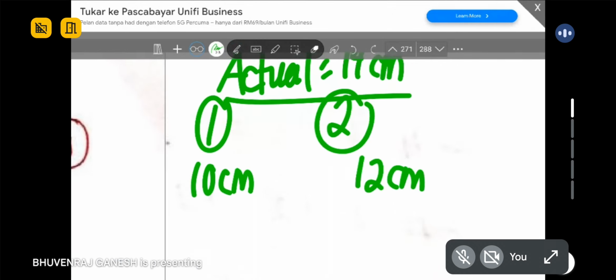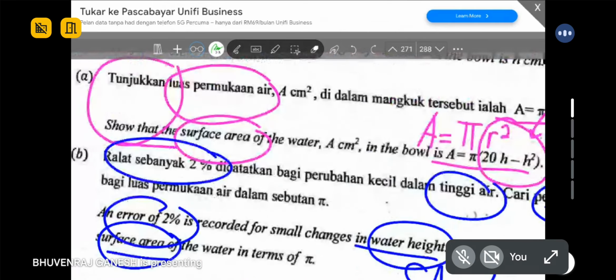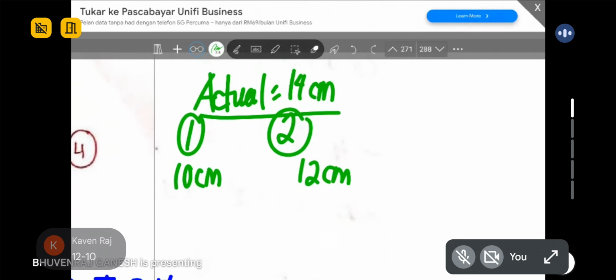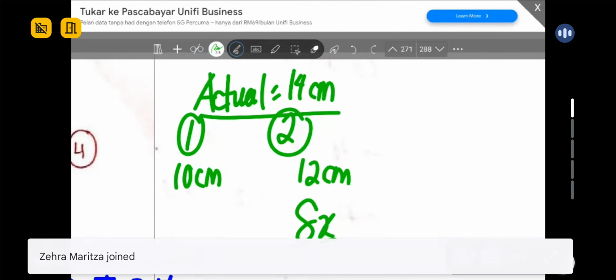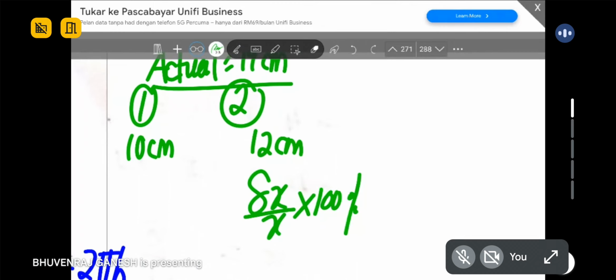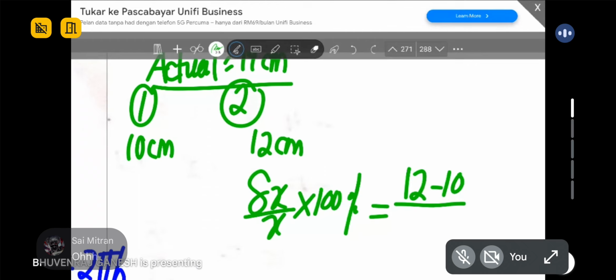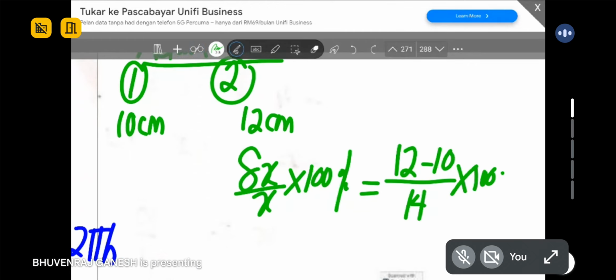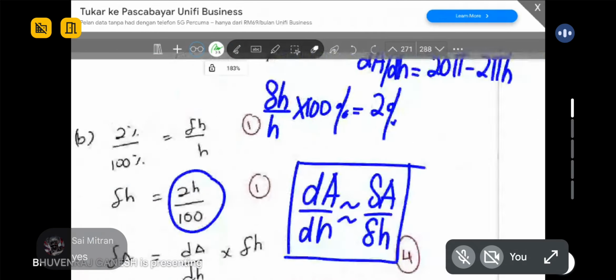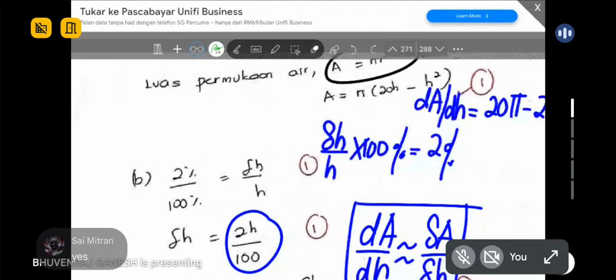So guys, how do I count my error in the measurement? Macam mana saya boleh kira ralat dalam ukuran? You must take 12 minus 10. Delta X over X. I want in term of percentage guys. Saya nak dalam peratusan, so saya darab 100%. So delta X is the small change over the actual value, bagi dengan nilai sebenar times 100%. Do you guys understand? It's the same concept over here. Sama kan konsep dia kat sini.